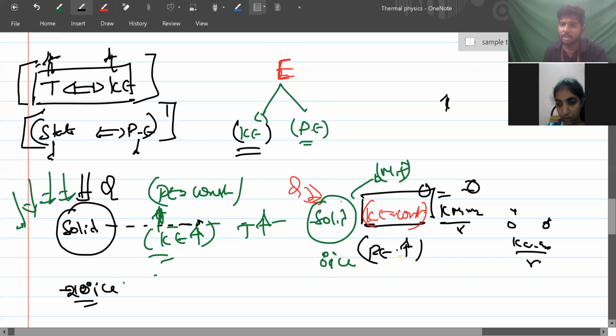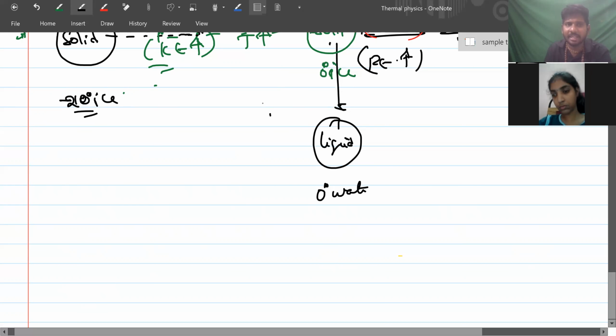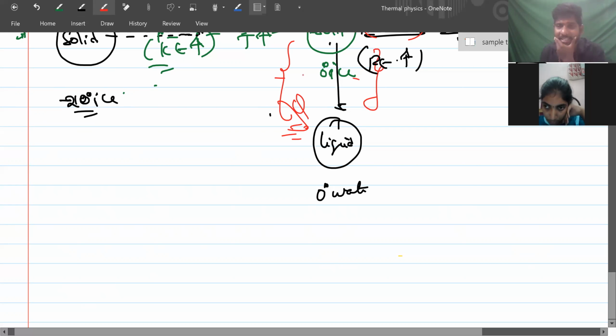So what will happen? This solid will be converted into liquid. Here the temperature will not be changing, so 0 degrees ice gets converted into 0 degrees water. Still, if you are giving heat in this state also, then in this process, very carefully, there will not be any temperature rise.